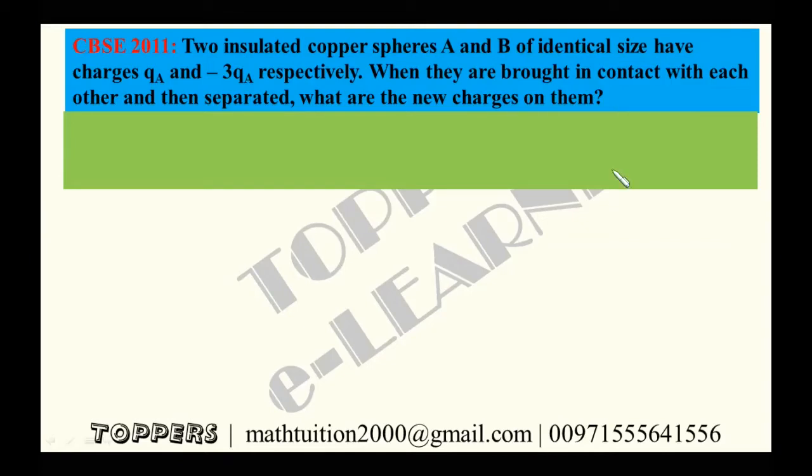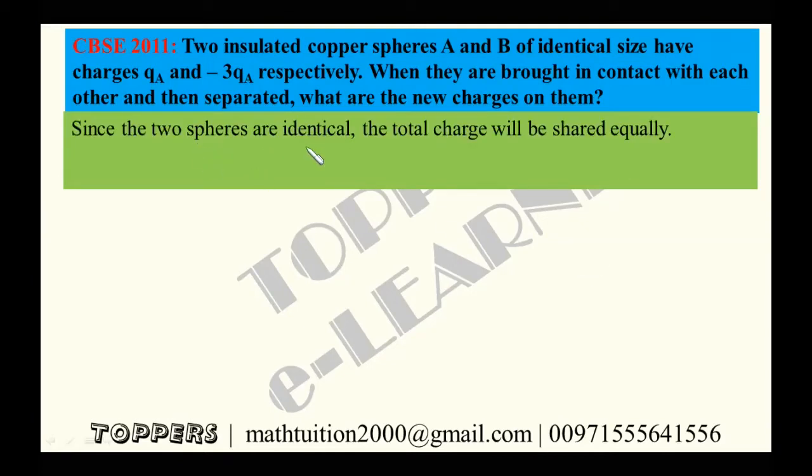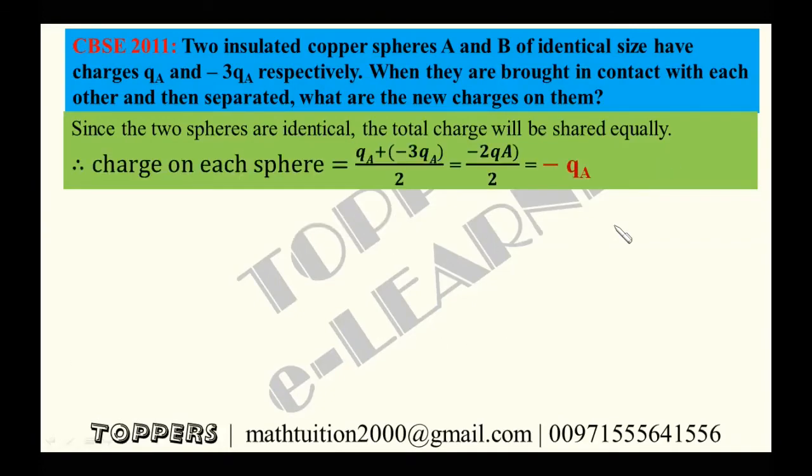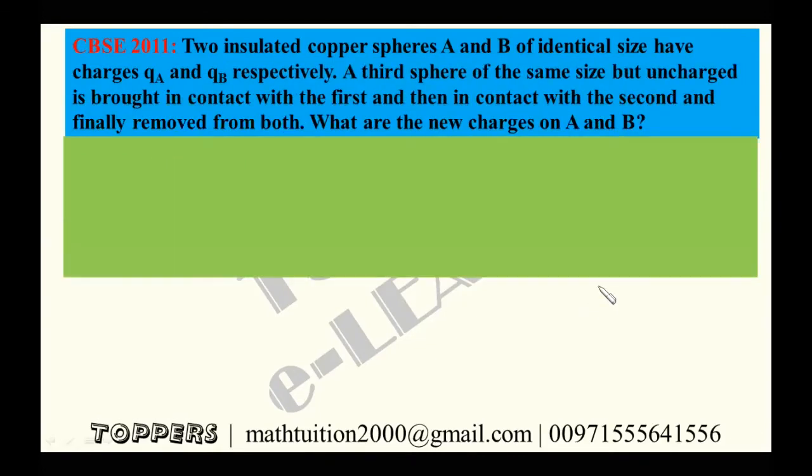Since the two spheres are identical, the total charge will be shared equally. So the charge on each sphere will be (QA plus negative 3QA) by 2. We are adding both the charges and dividing by 2. QA plus negative 3QA becomes negative 2QA, where A is a subscript. So 2 and 2 get cancelled, and it will be negative QA. Negative QA will be the total charge on each sphere. Clear?